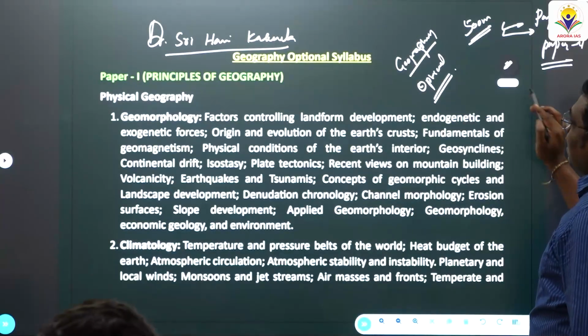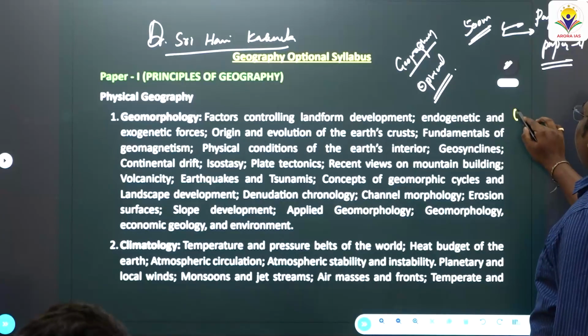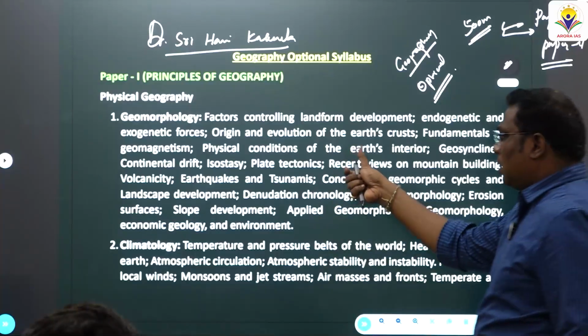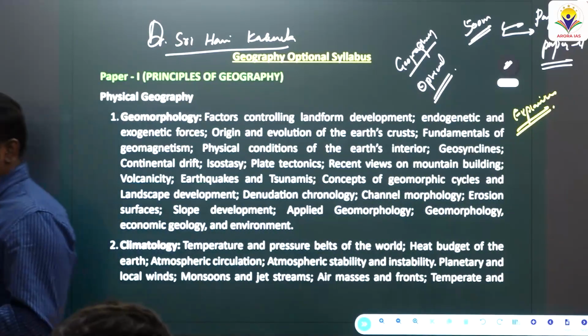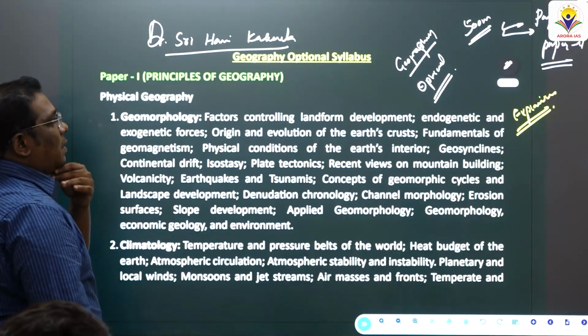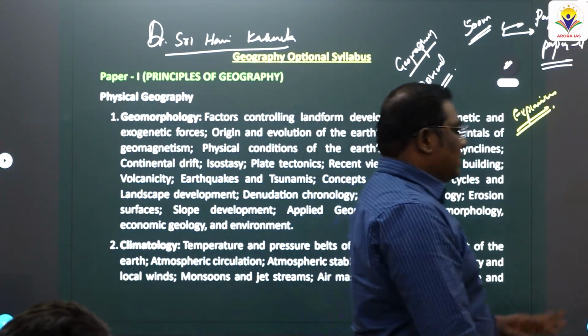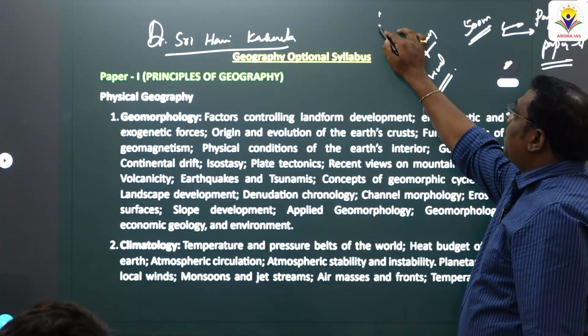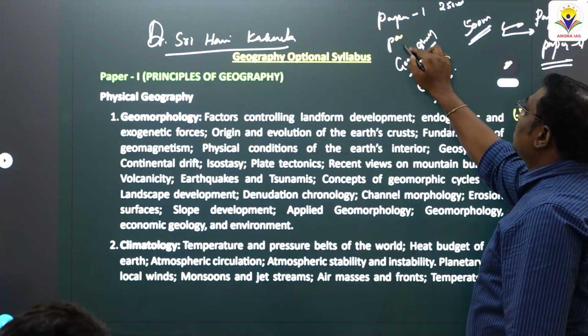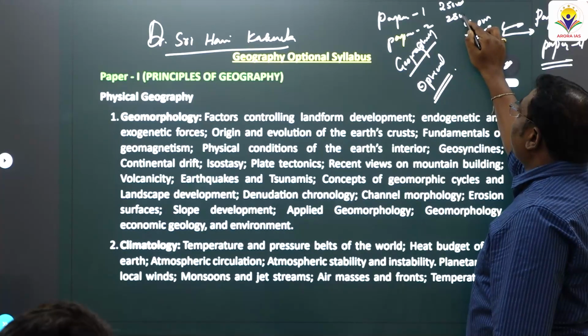Now I am explaining the syllabus components. I won't deeply dive into individual subcategories or subtopics of this syllabus. I will just show what the concepts and units are, and then we will see the question paper pattern. Every optional in the UPSC examination has 2 papers. Paper 1 is 250 marks, and paper 2 comprises 250 marks.